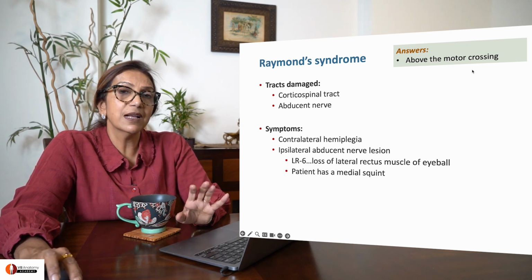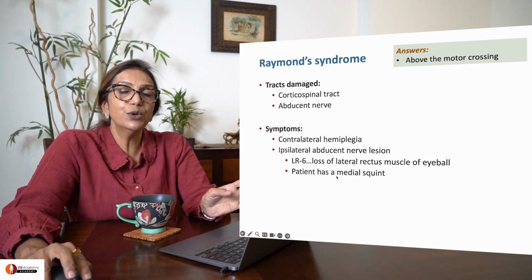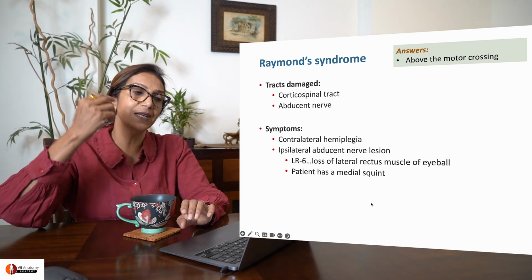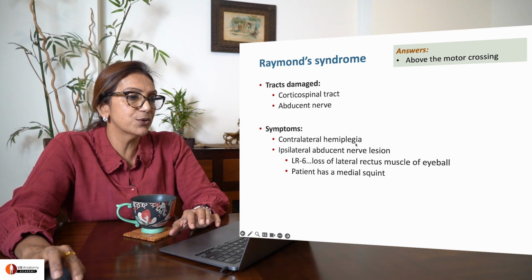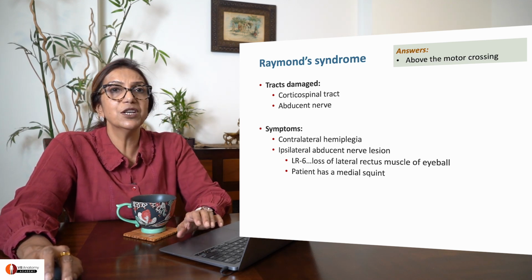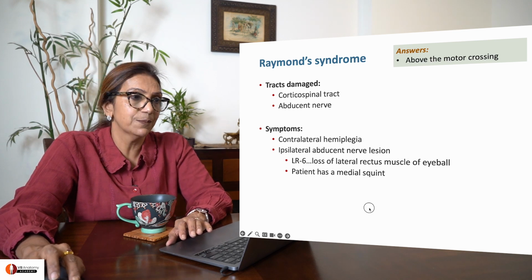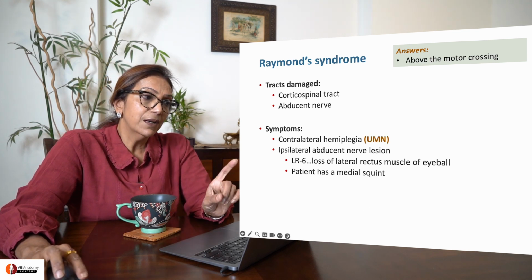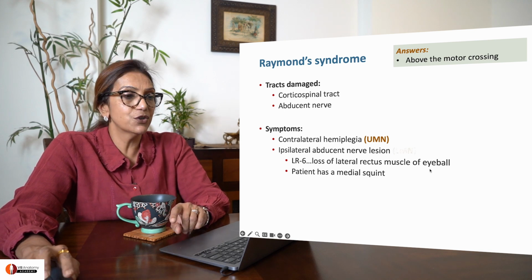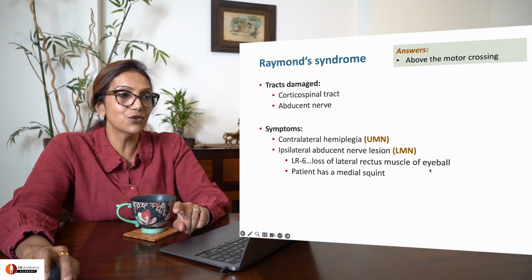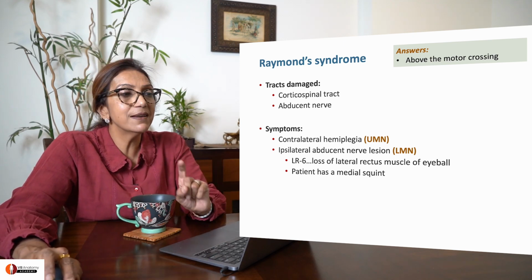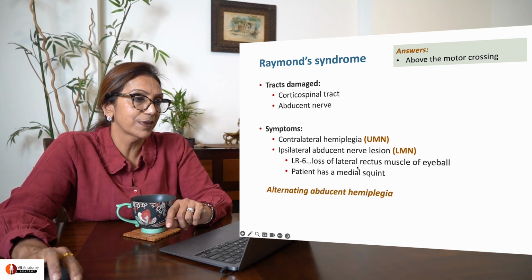The lesion is above the motor crossing. Therefore, you will see contralateral hemiplegia. But at the level of the lesion itself, you will see ipsilateral abducent nerve lesion. Patient will come with a medially rotated eyeball. Patient has a medial squint. Hemiplegia is upper motor neuron type of lesion. The abducent nerve lesion is a lower motor neuron type of lesion. This is the answer to the question I had put up when we began discussion of Raymond's syndrome.